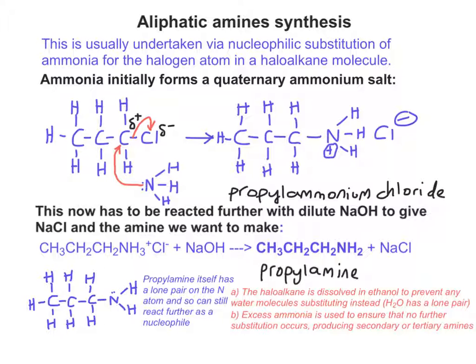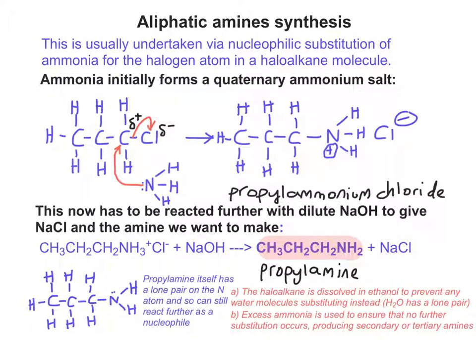And the bond between the positively charged nitrogen and the negatively charged chloride ion is actually ionic, so there's an ionic element to this compound as well as the covalent bonds on the propyl group and the NH3. However, it's not an amine, it's a quaternary ammonium salt. So we have to take our propyl ammonium chloride and react it with NaOH. And what that does is create our amine. So our final product that we actually want is CH3CH2CH2NH2.